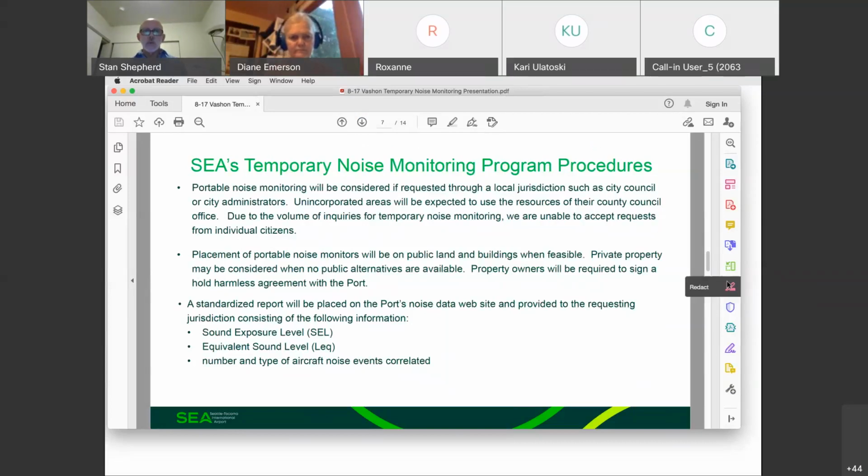And again, we talked about the report that's going to be produced from this, which is the sound exposure level and the equivalent sound level. And we'll also produce a report that's also showing the number and type of aircraft noise events correlated with those.